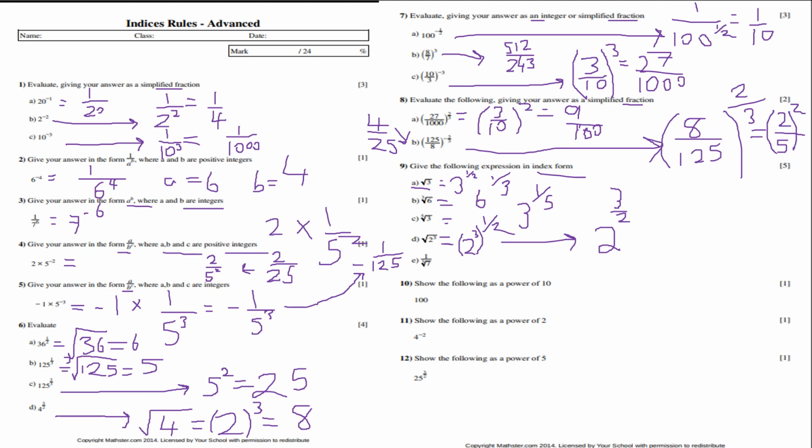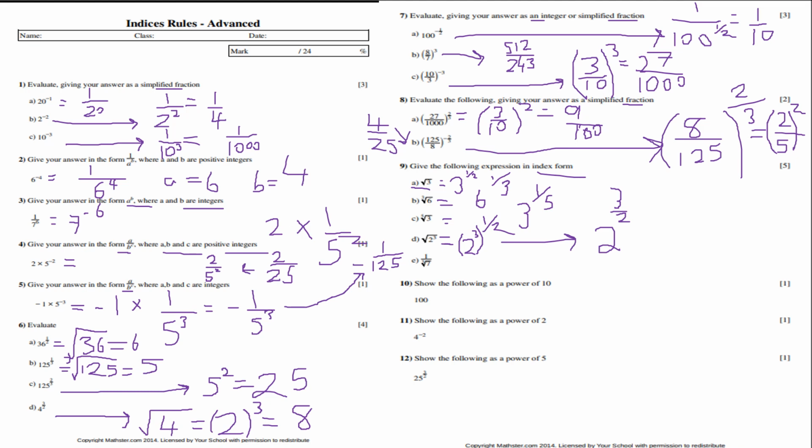I did 3 times a half, using that law of indices, or the index law, sorry. If you have a power raised to a power, then you multiply the two things together. 3 times a half equals 3 halves.